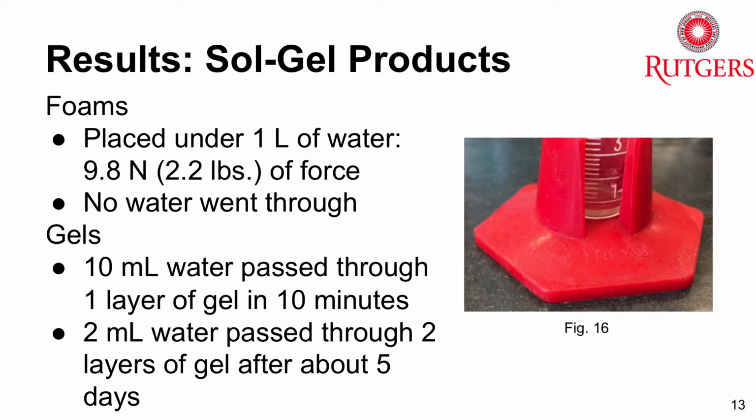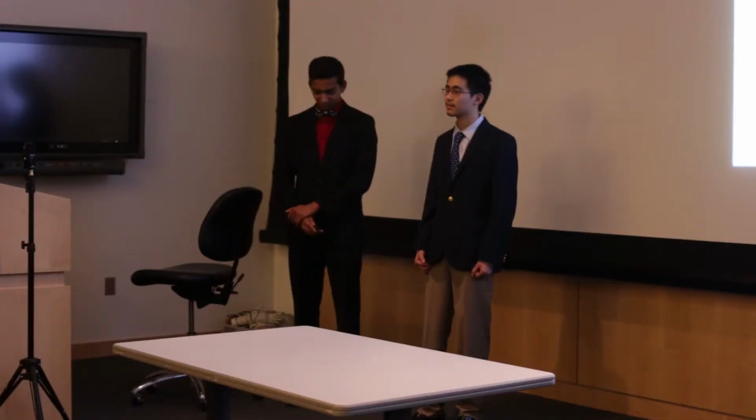For gels, we originally thought that 10 milliliters passed through one layer of gel in about 10 minutes, but we later discovered that when we poured tea through this gel, the macromolecules in it weren't filtered out, so we realized there was a crack. And for two layers of gel, it took a whole 5 days for 2 milliliters to pass through. So we found that they weren't effective filters.